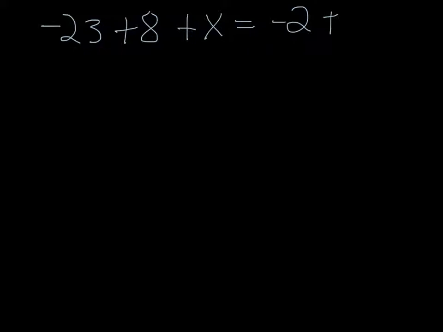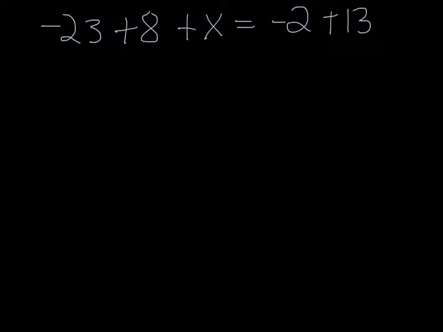Okay, let's get a little even more trickier. So, how about this one? Negative 23 plus 8 plus x equals negative 2 plus 13. So now we have stuff to do on both sides of the equation.